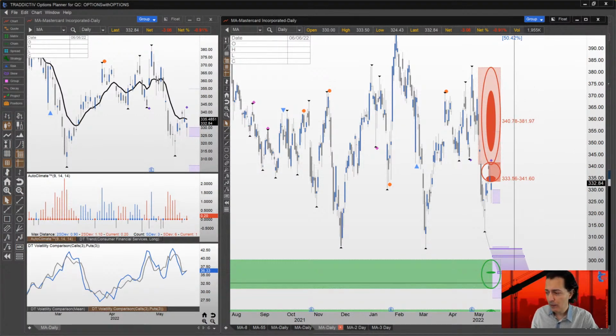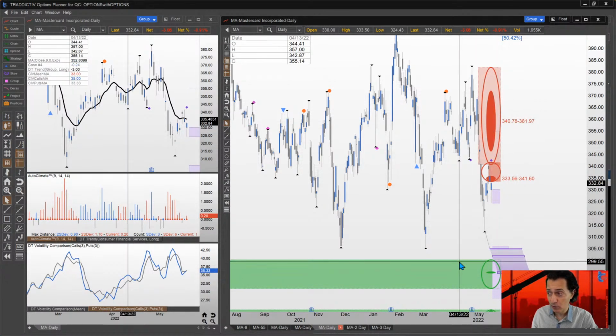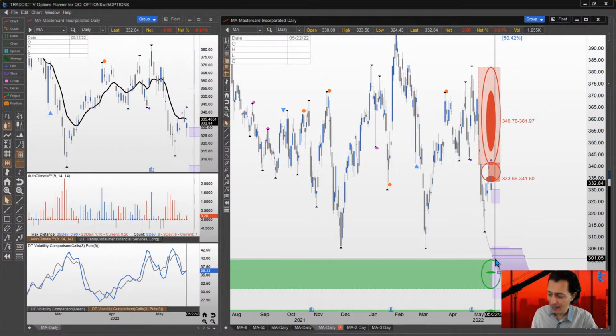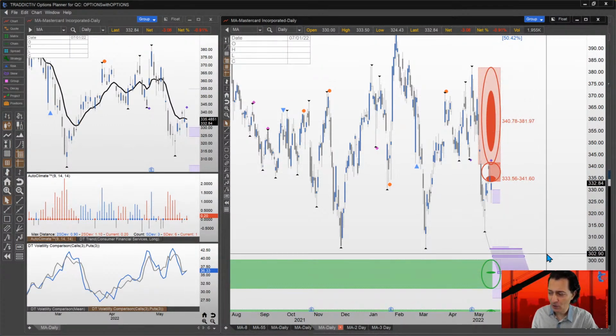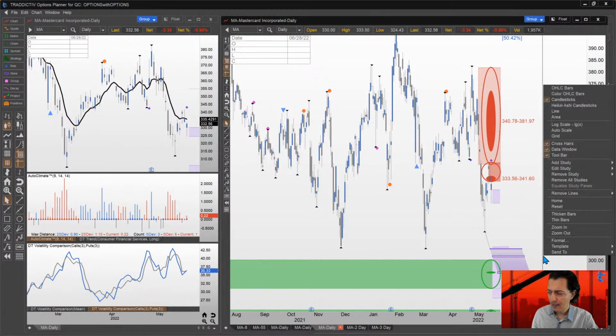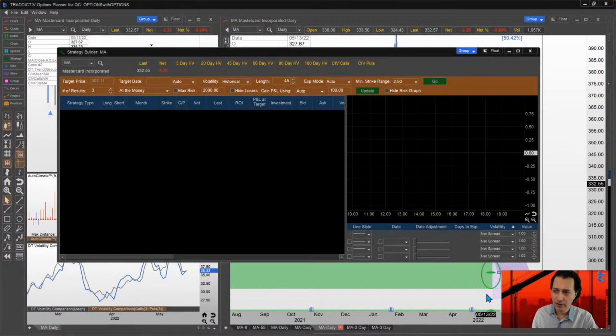But at the same time, we cannot ignore the fact that this area is the end of an Elliott wave. And on top of that, there is a green UFO with 50% probability and a projection of a speed bump. So that area here is too strong to not take profits. So we're going to set the target to be, let's call it 302. Okay, 302 is going to be our target. And with that target in mind, I'm going to right click to send to the strategy builder to see what the strategy builder is building for us.